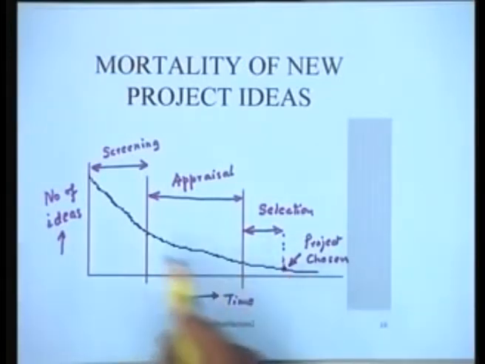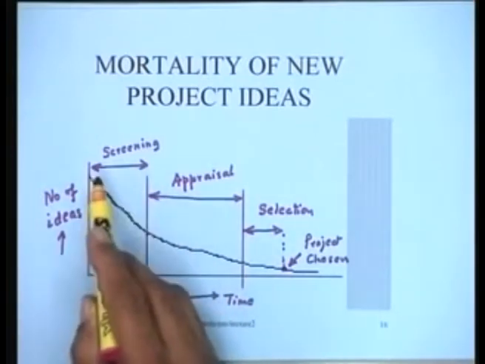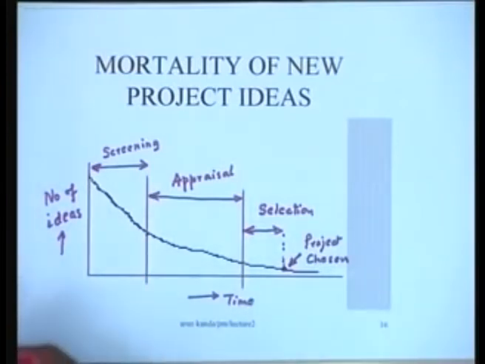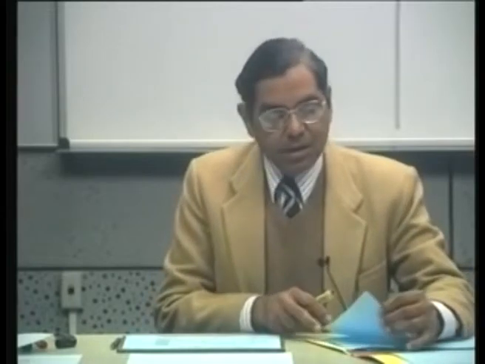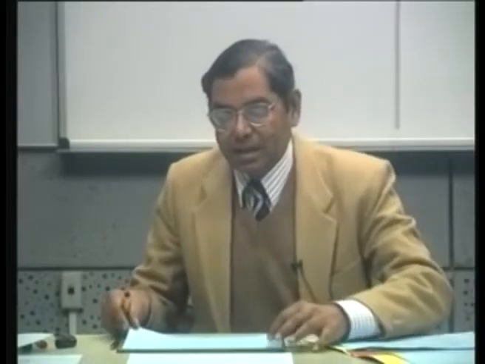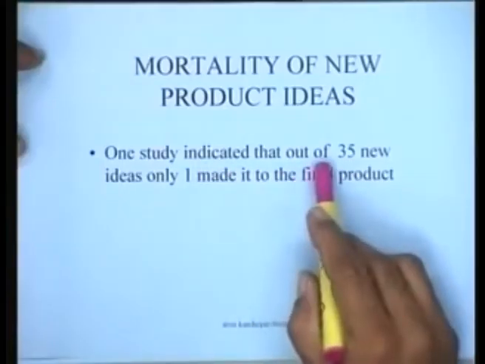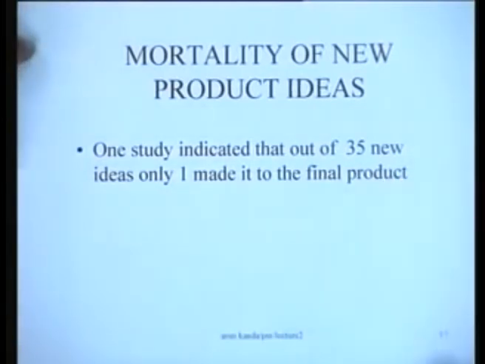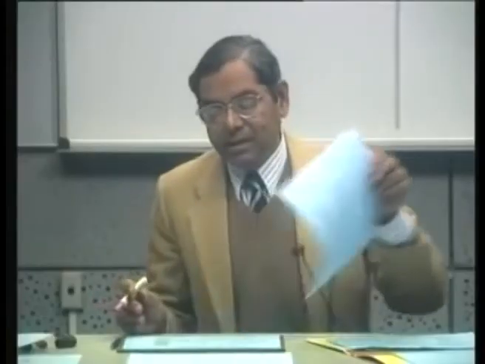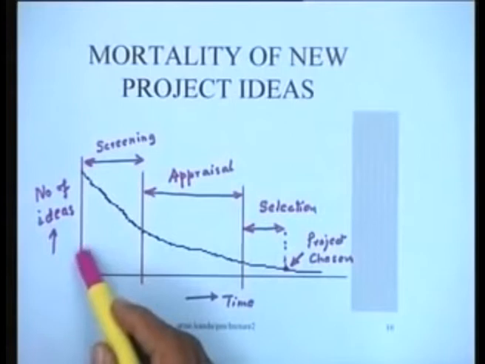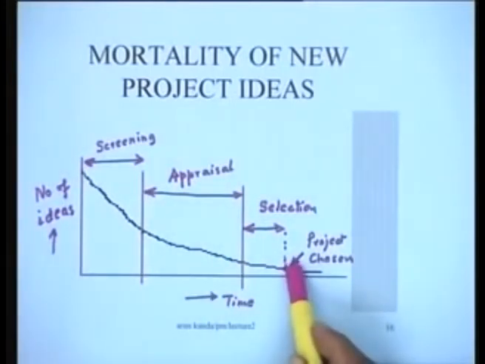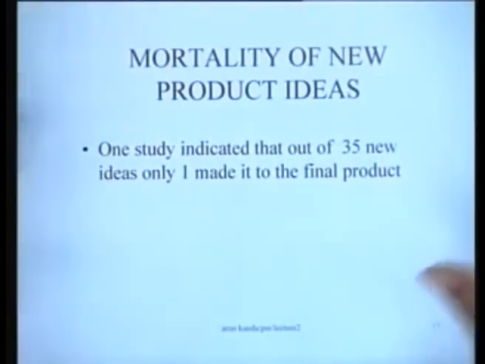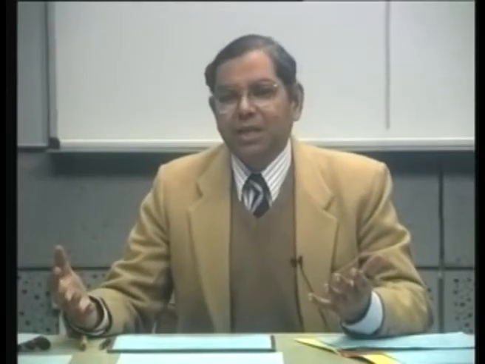get a successful project. We are discussing at the moment this phase today, project identification and screening, and how you get this particular idea. As far as new products are concerned, there is an interesting result: one study indicated that out of 35 new project ideas, only one made it to the final product. So if you look at this diagram, there are 35 ideas here and only one makes it finally to the final project. I think we have now discussed the basics behind the process of project identification.